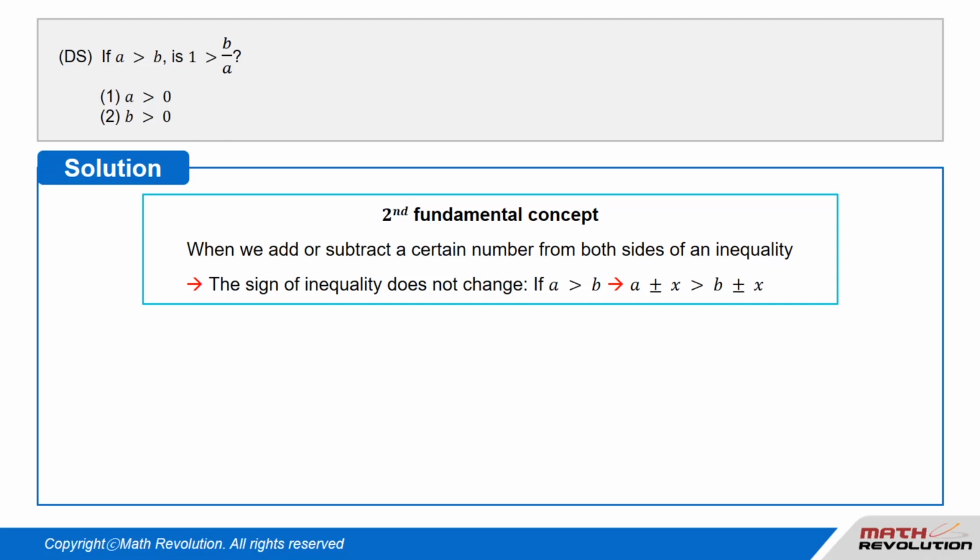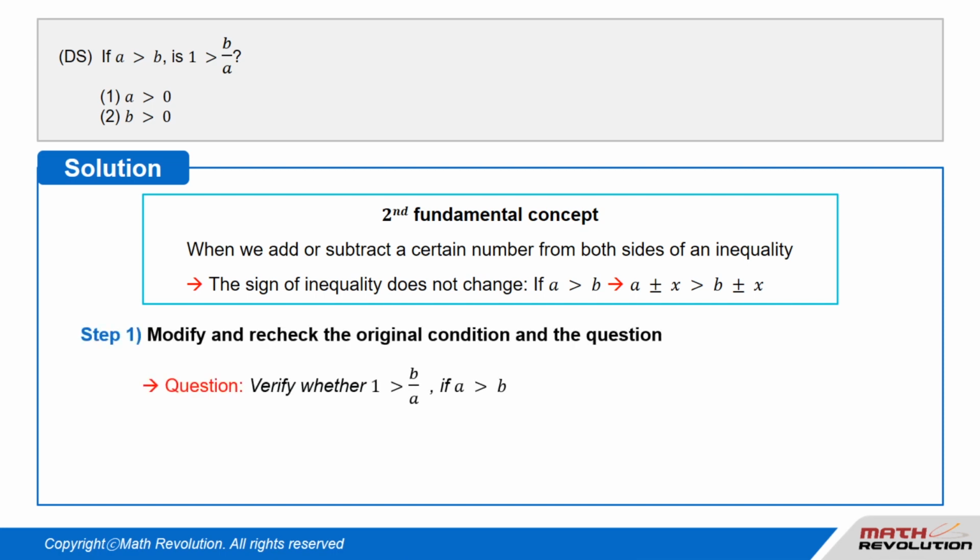The second fundamental concept in inequality. When we add or subtract a certain number from both sides of the inequality, the sign of inequality does not change. So, if we add or subtract x from both sides of an inequality, it does not affect the inequality sign. If A is greater than B, then A plus or minus x is greater than B plus or minus x.